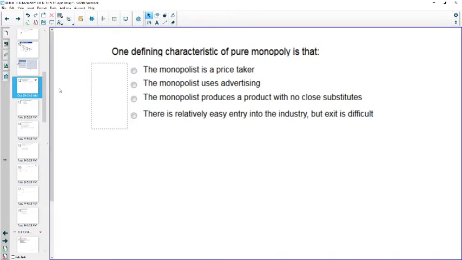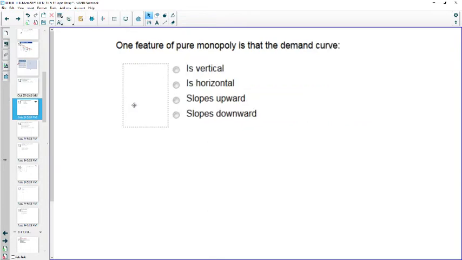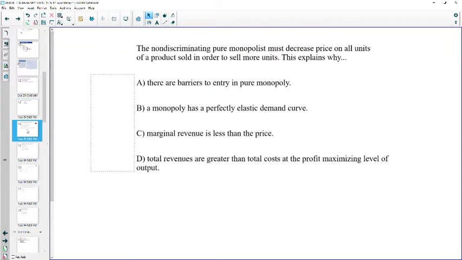Let's take a look at a couple of questions. One defining characteristic of a monopolist: you've got a product with no close substitutes. If you had a substitute, then you would have competition. The pure monopoly, what can we say about the demand curve? It's downward sloping. They have to lower the price to sell more. Non-discriminating means they charge the same price to everybody. A pure monopolist must decrease price on all units of a product sold in order to sell more units.